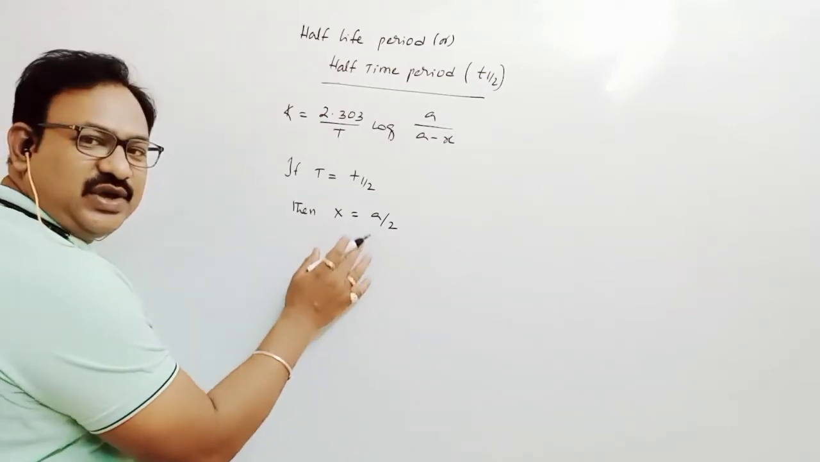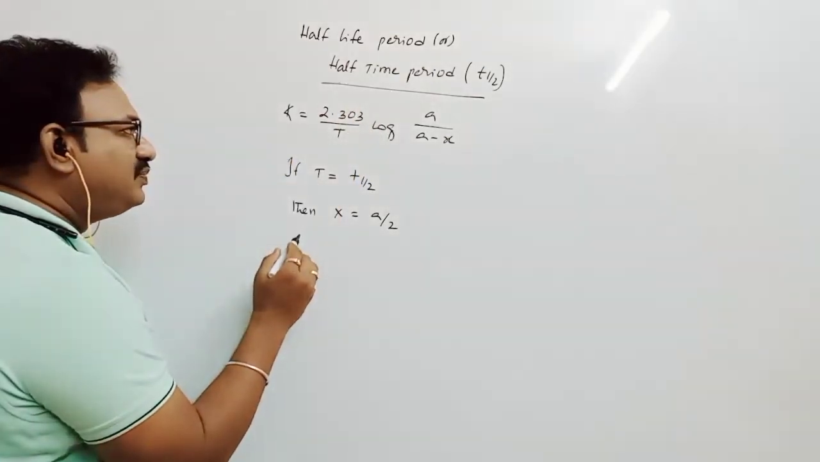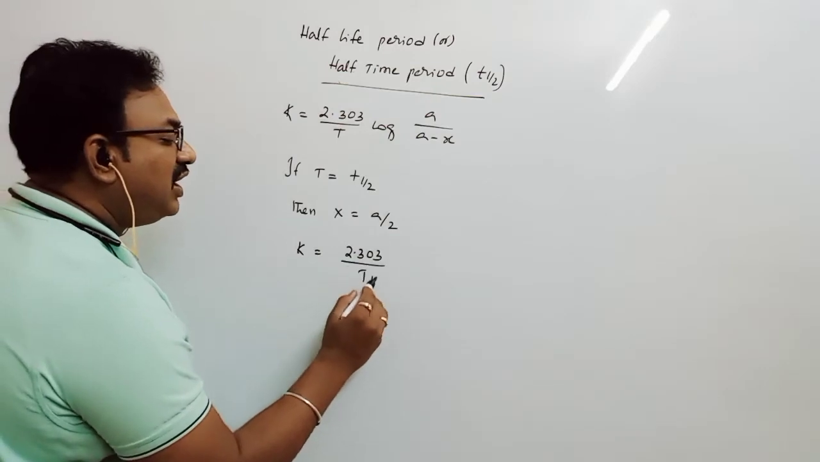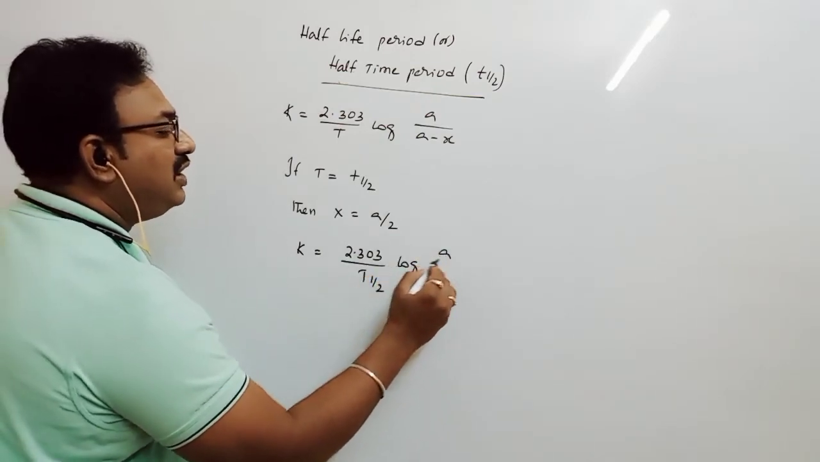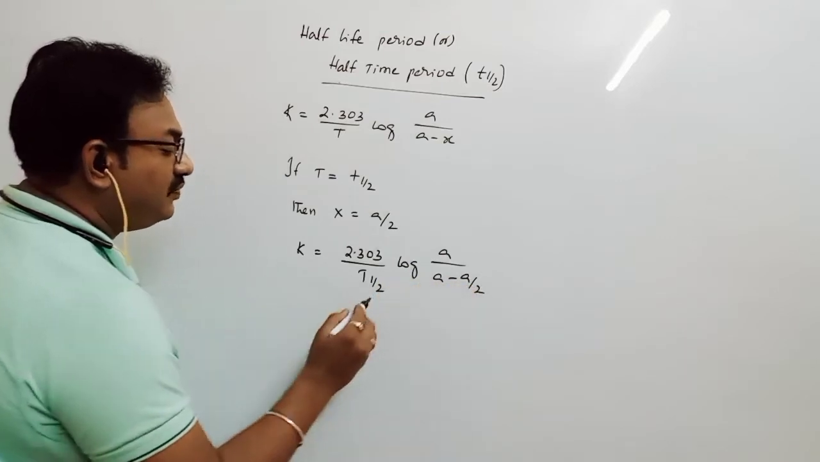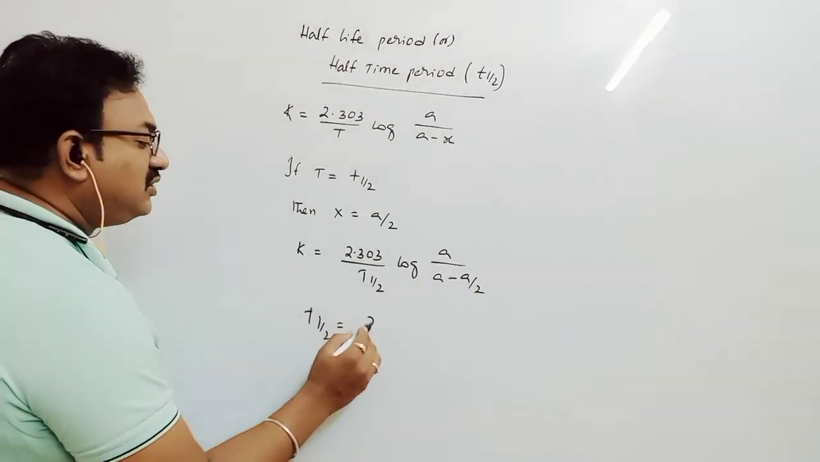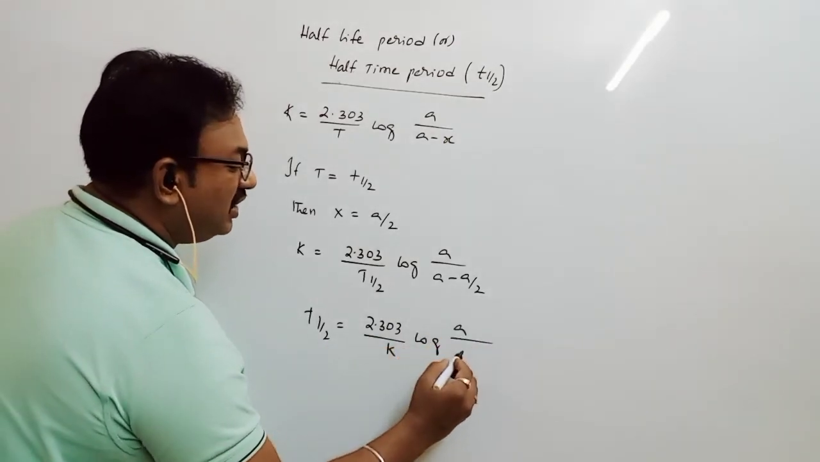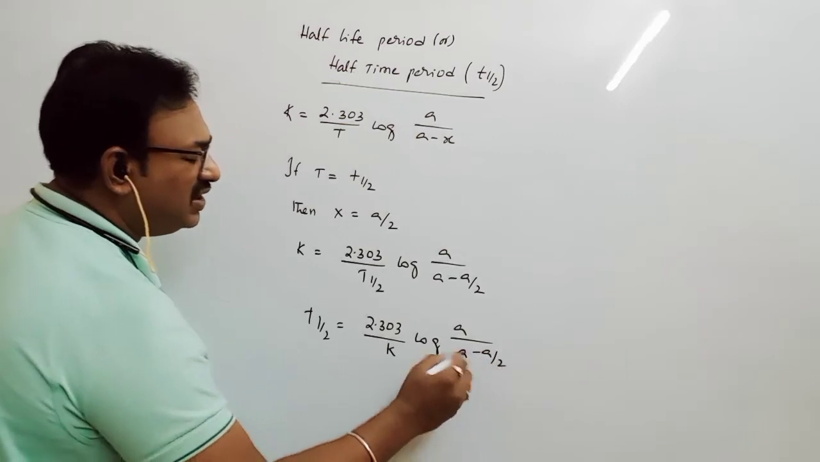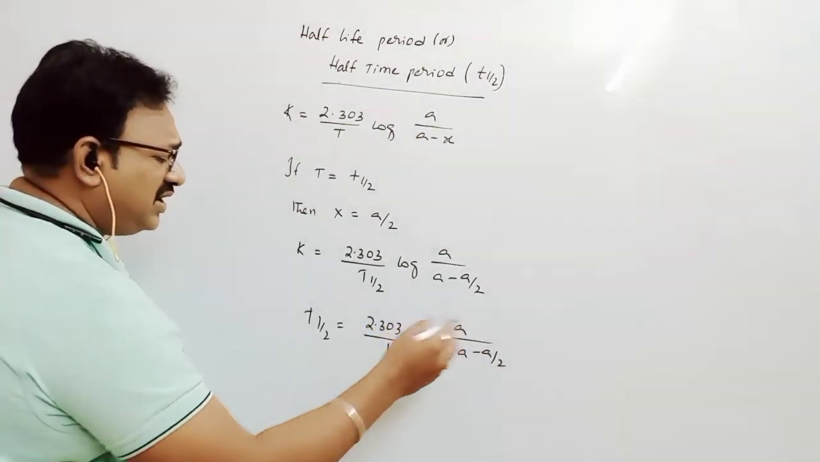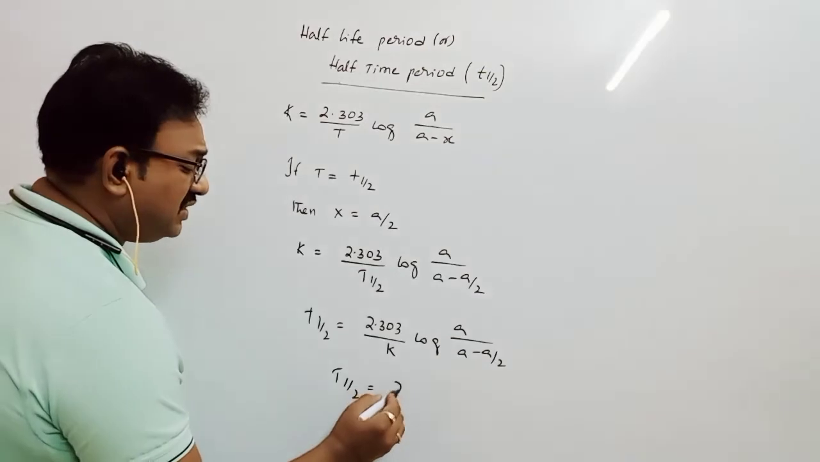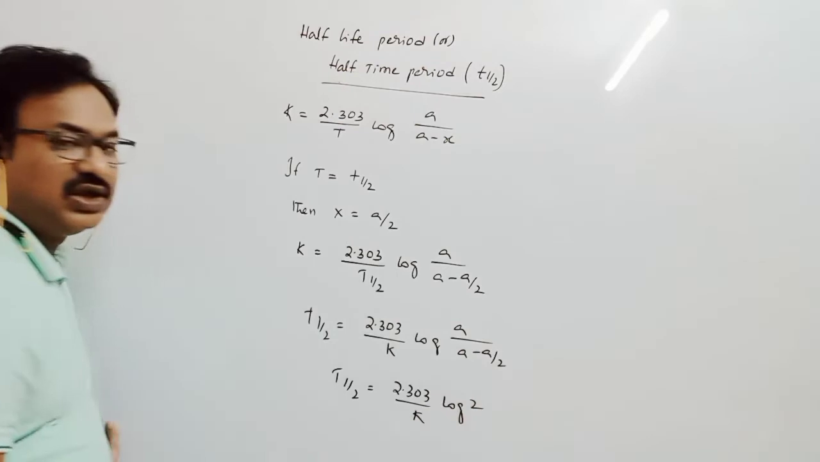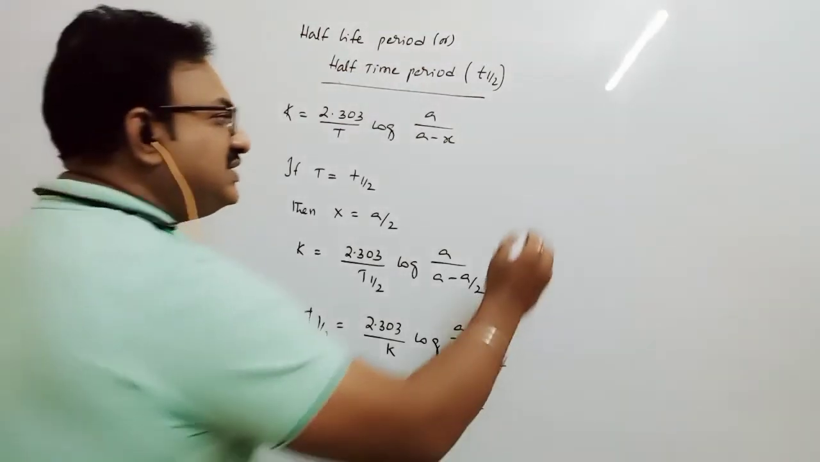So x equals a by 2. Substitute these values here. Then k equals 2.303 by t half into log a by a minus a by 2. Then t half is equal to 2.303 by k log a by a minus a by 2. That will be a by 2. Solving this, we get log 2. So t half is equal to 2.303 by k into log 2. The value of log 2 is 0.3010.